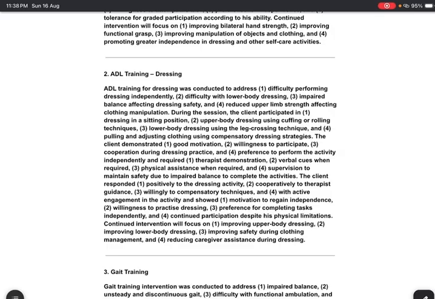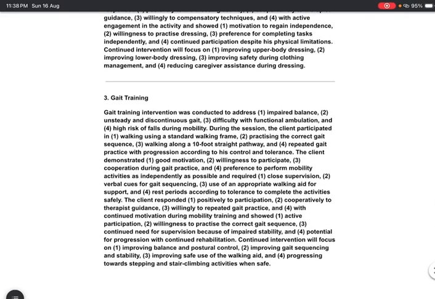The precautions were to perform dressing in sitting, avoid rushing, maintain a stable position, and provide close supervision because of Mr. K's impaired balance and high fall risk. The third intervention was gait training. The aim of this intervention was to improve Mr. K's functional ambulation, gait sequencing and safety during mobility while reducing his risk of falls.